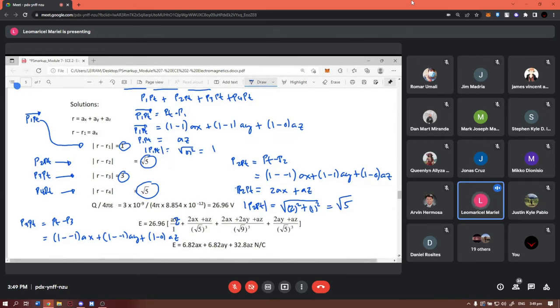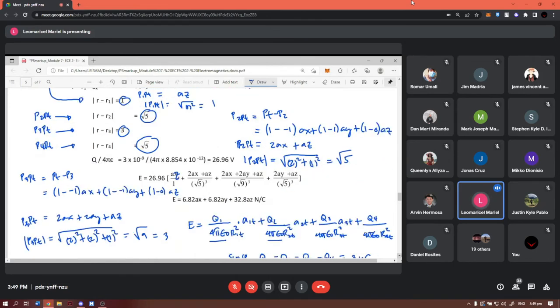Plus, yung ating P2T, ang P2T natin ay 2AX plus AZ. Ito yon, 2AX plus AZ. Anong magnitude niya? Square root of 5. Since square root of 5 cube na yon. Plus, yung vector natin na P3 PT, which is 2AX plus 2AY plus AZ. Yon. Over square root of 9 cube. And square root of 9 cube is 3 cube actually. Yun yung nakuha natin dito. Plus, yung last vector natin will be 2AY plus AZ over square root of 5 cube. Nasundan?